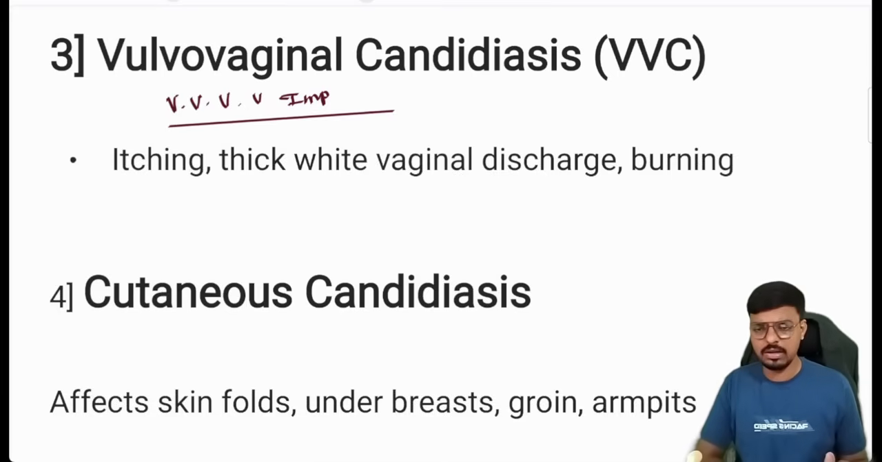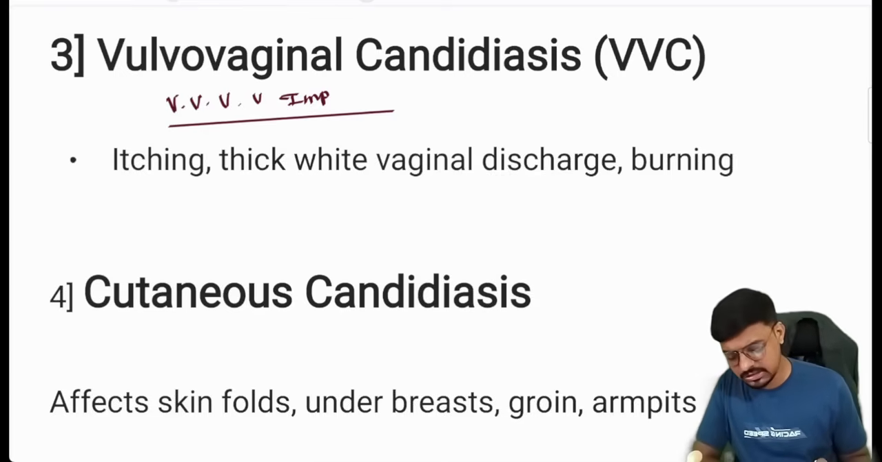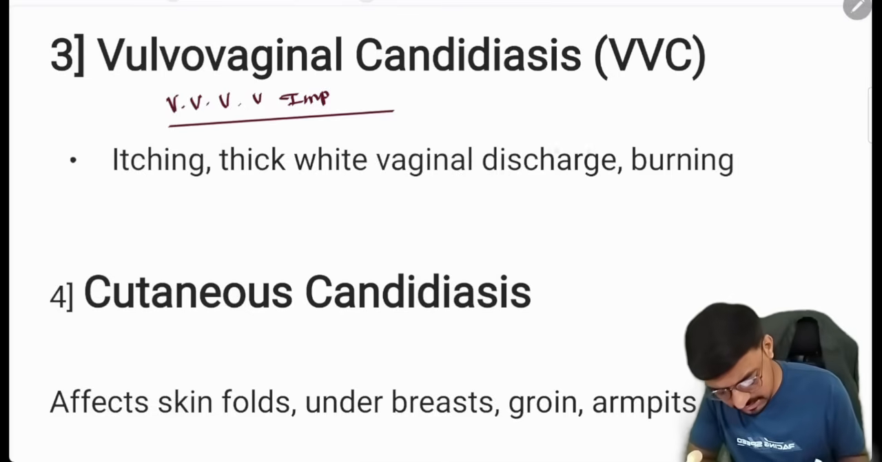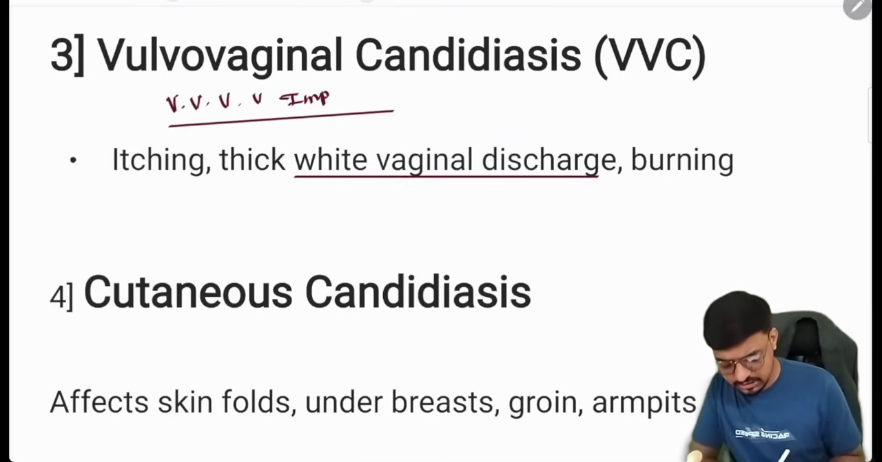Very importantly, vulvovaginal candidiasis is where there is itching. The patient will complain of itching, thick white vaginal discharge along with a burning sensation, due to infection of Candida albicans in the vagina. That is what we call vulvovaginal candidiasis. The white vaginal discharge is cottage cheese in appearance, and itching will be there.